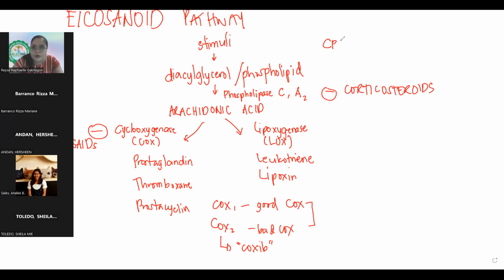Okay, how do you know if it is a steroid? This is a board exam question. Ito yung merong CPPP nucleus. Ano ibig sabihin ng CPPP nucleus? Cyclopentanoperhydrophenanthrene.